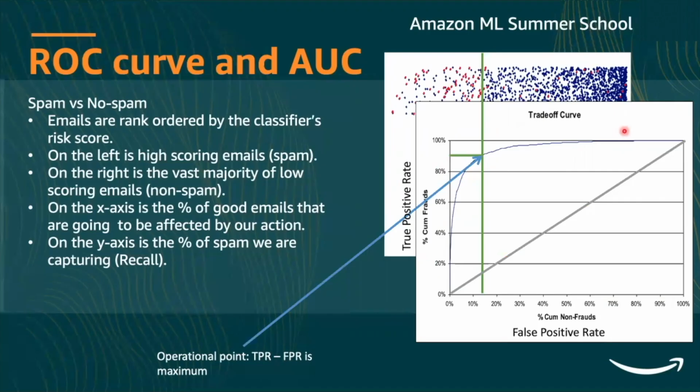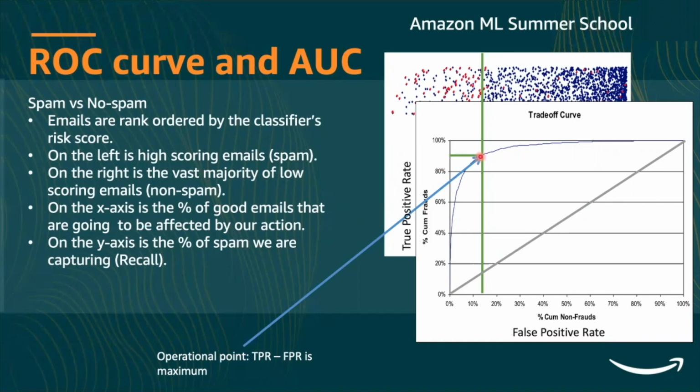Now, how do you select the best threshold, above which you mark as spam, and below which you mark as non-spam? So what you do is you look at this ROC curve. You typically look for the knee point.